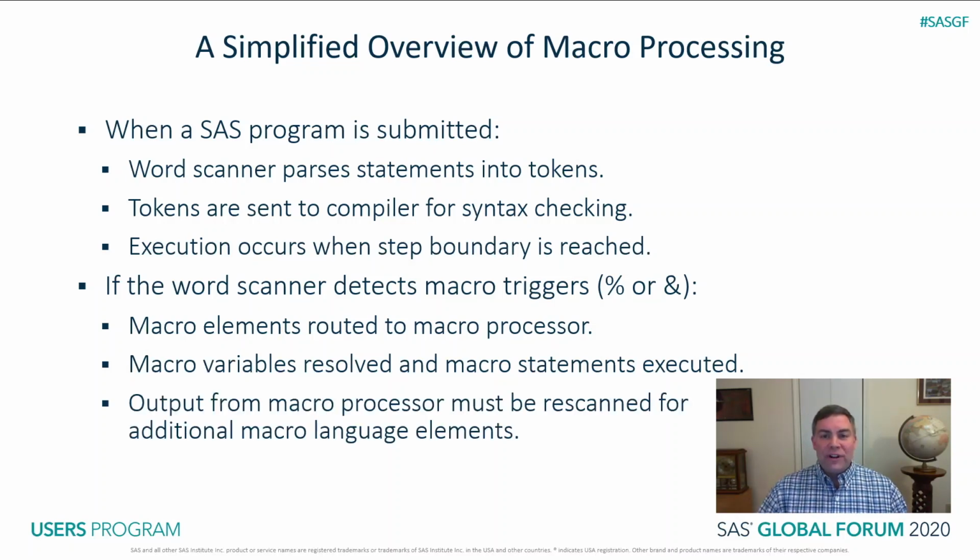And once it finishes with that processing, some output results from that, and that output has to be rescanned. Whatever is produced by the macro processor is rescanned to see if there are additional macro language triggers in it, and additional processing is needed, because your macro code could generate more macro code, and we're going to see an example of that later in this talk.